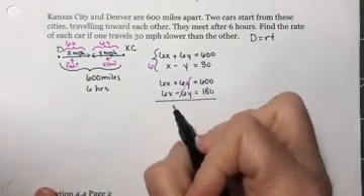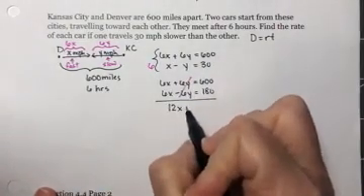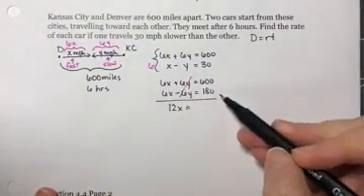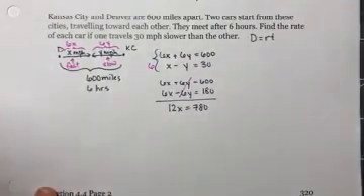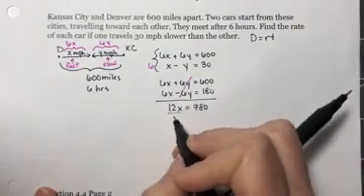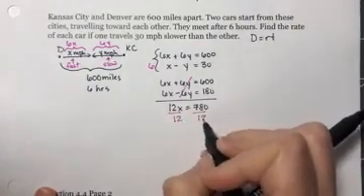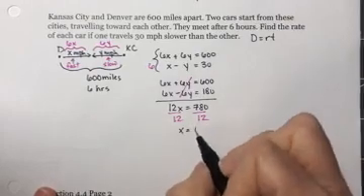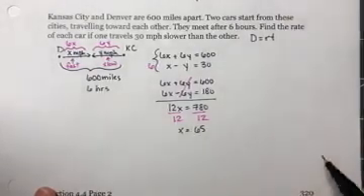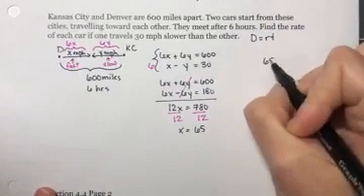6x plus 6x is 12x. 600 plus 180 is 780. Divide both sides by 12. And we get x is equal to 65. So one car is going 65 miles per hour.